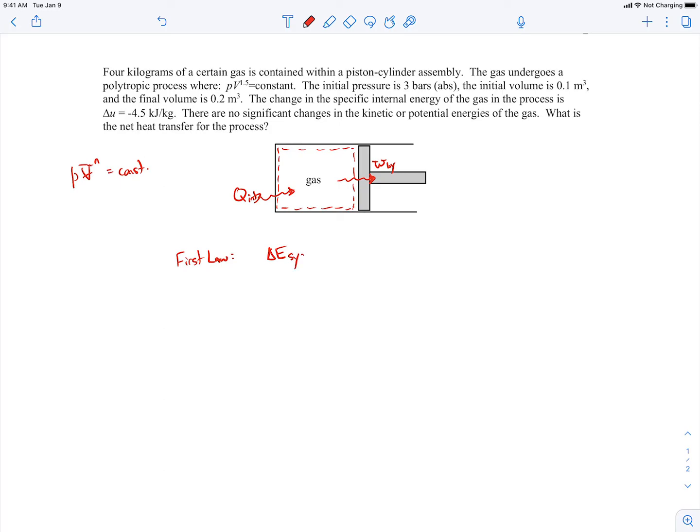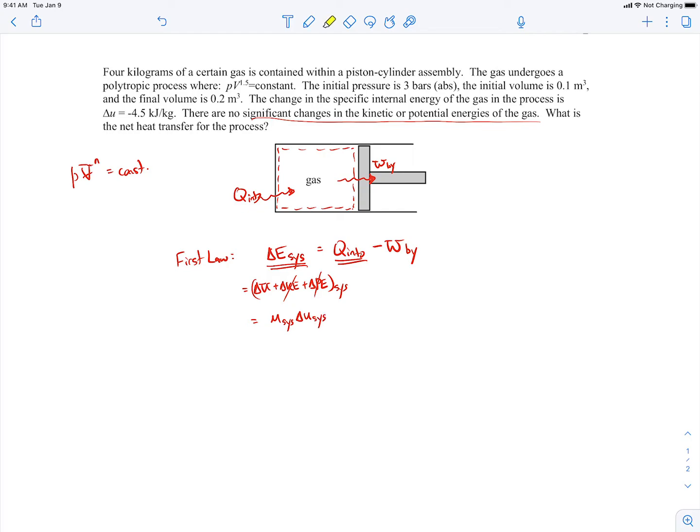The change in total energy of the system is equal to the heat put into the system minus the work done by the system. We're of course trying to find the Q into the system. The change in total energy would be the change in the internal energy plus the change in kinetic energy plus the change in potential energy of the system. But we're told that we can neglect kinetic and potential energies for the gas. So that just leaves us the change in internal energy of the system, and that will just be the mass of the system times the change in the specific internal energy of the system.